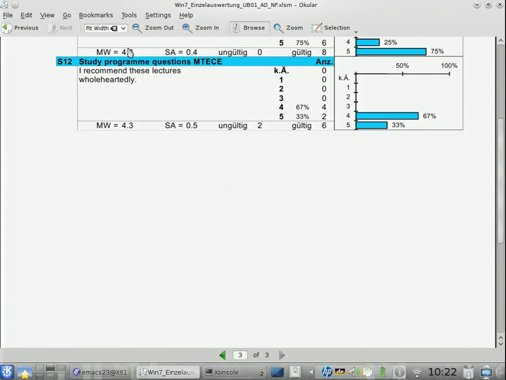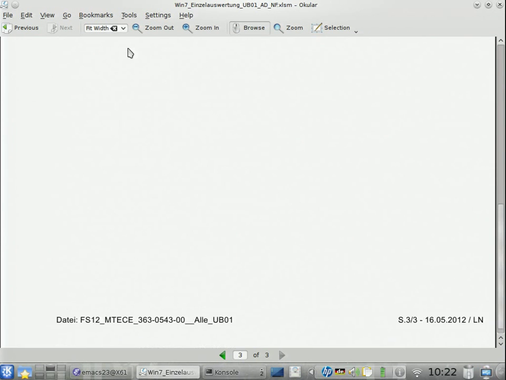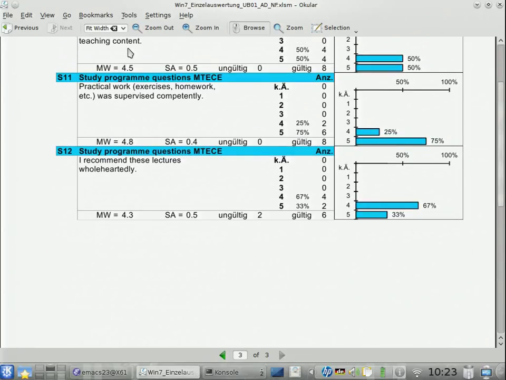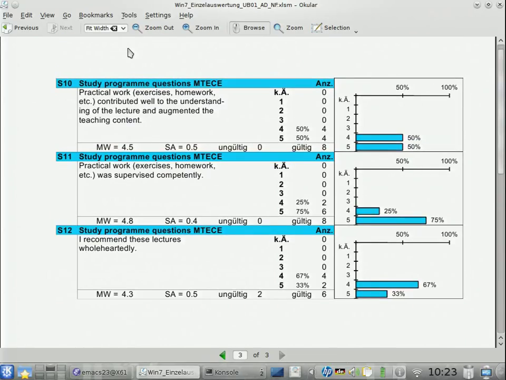Not this. Okay, here. Practical work, 50-50. I think you usually appreciate it. So this refers to Pavlin, also positive. And most of you recommended the course, so that's fine.